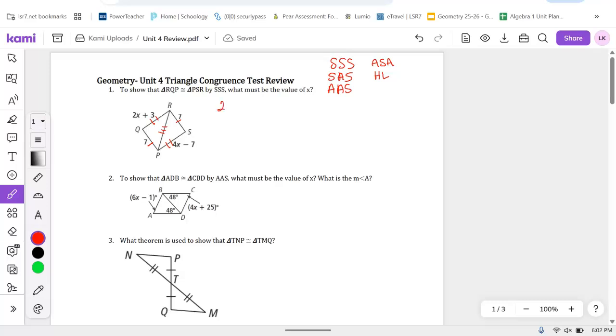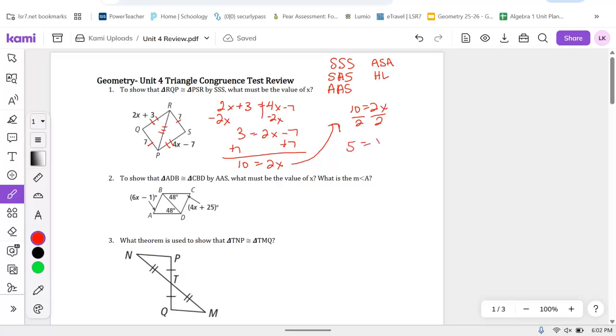So we're going to have 2x plus 3 equals 4x minus 7. And we just solve for x. So subtract 2x. I get 3 equals 2x minus 7. Add 7. I get 10 equals 2x. So 10 equals 2x. I divide by 2. 5 equals x.